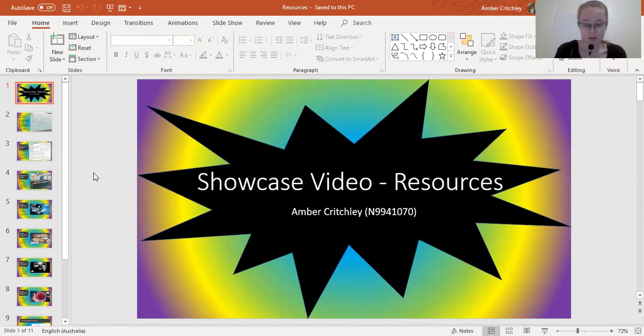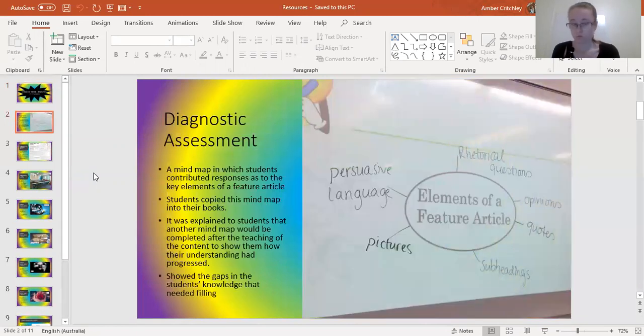So for this class, the learning intention was for students to understand the key elements that make up a feature article and apply this understanding in classroom activities and in their assignment. Students already knew before the teaching of the content was a mind map.